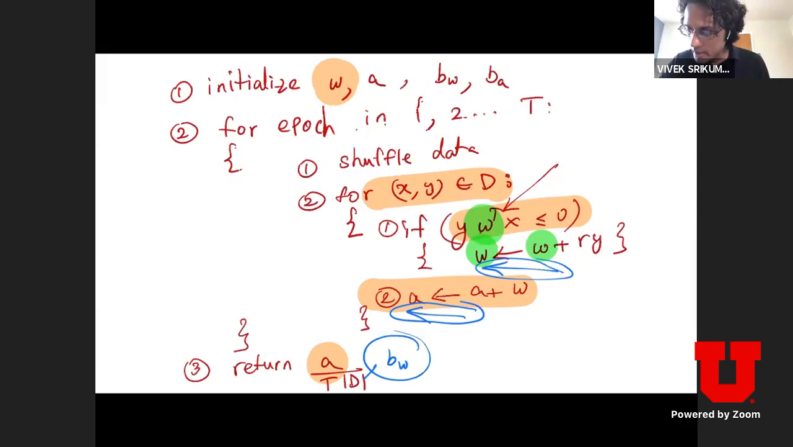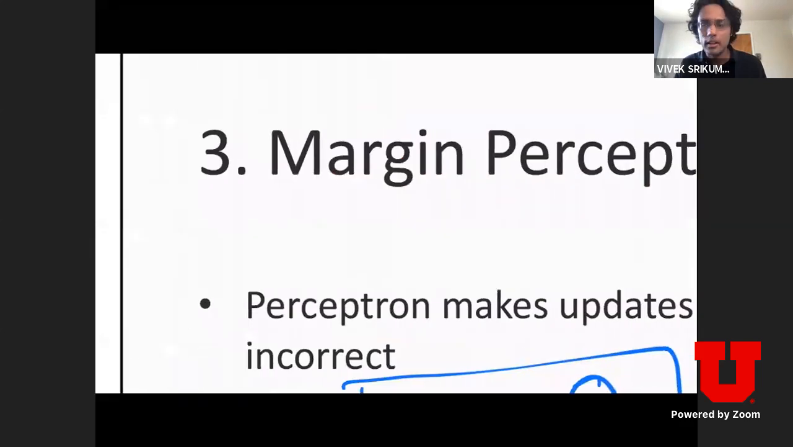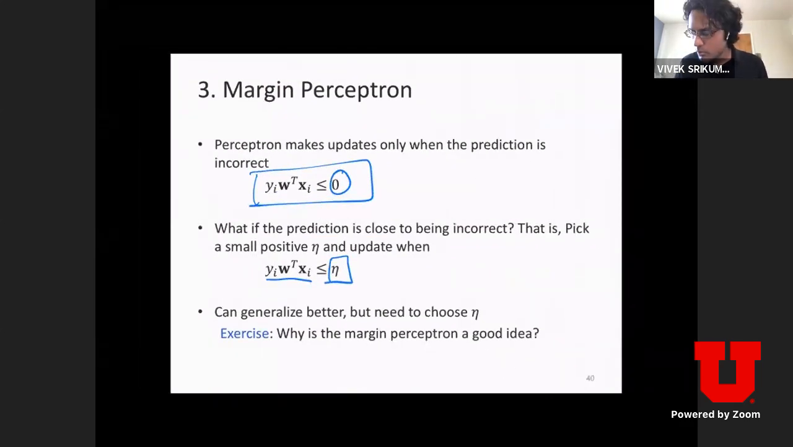Okay, so going back, this is the average perceptron. The important thing here is, there's also a few other variants of perceptron that we looked at. In particular, we looked at the margin perceptron last week, which just says, instead of checking whether y w transpose x is less than or equal to zero, you check whether it's less than or equal to some small positive number eta.